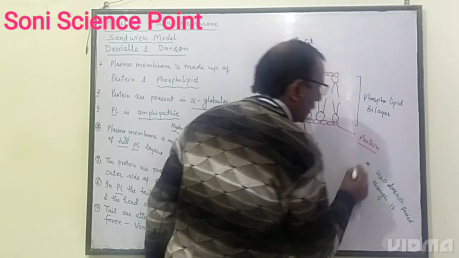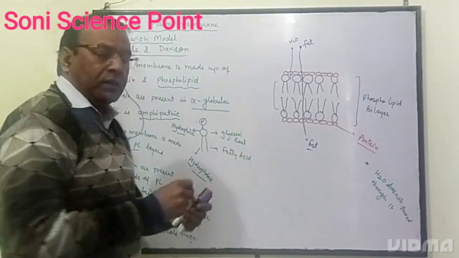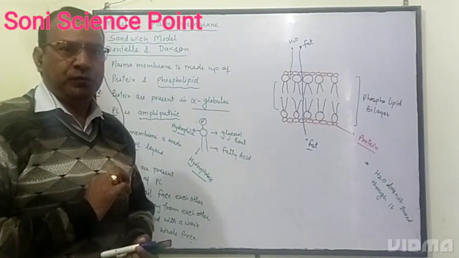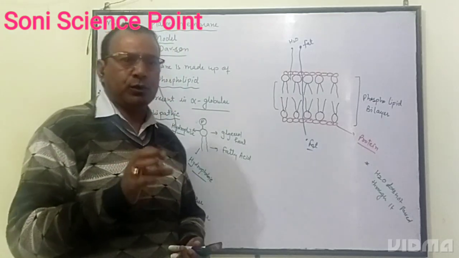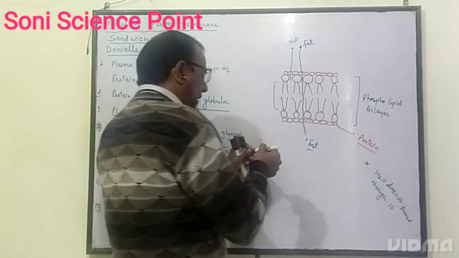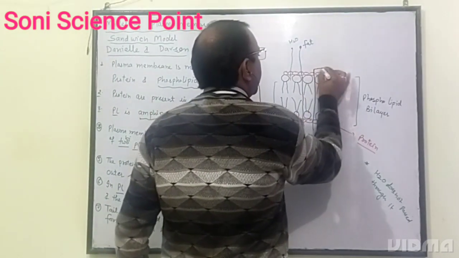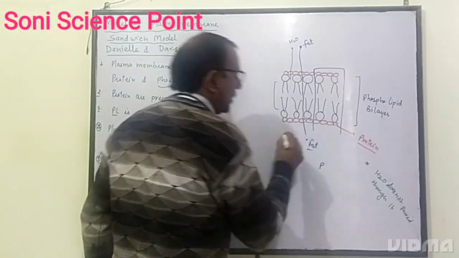So it does not follow the properties of plasma membrane. Secondly, the protein and phospholipid show variable ratio. Variable ratio means the particles of protein and phospholipid may change their position. We'll take the example of this part. How many phospholipids and proteins does it contain?